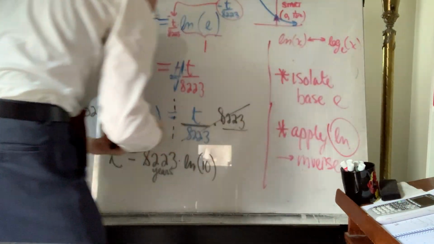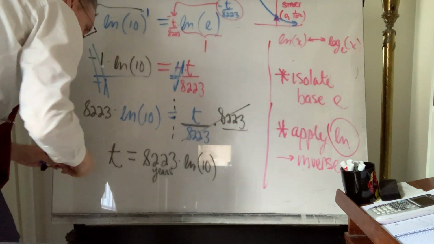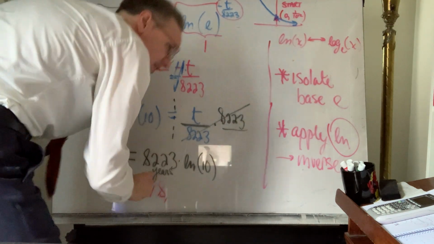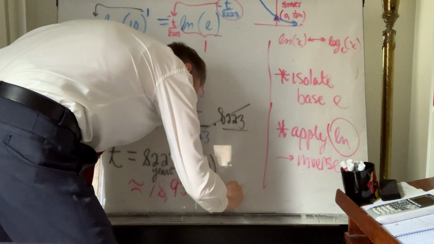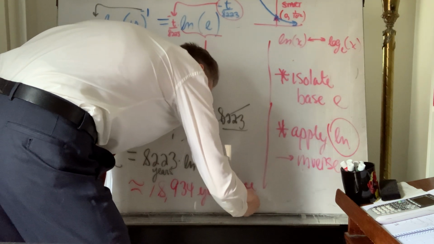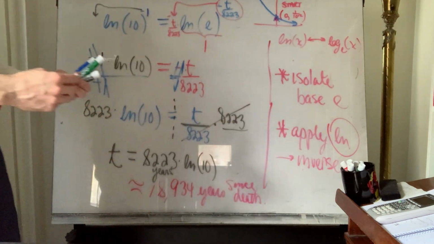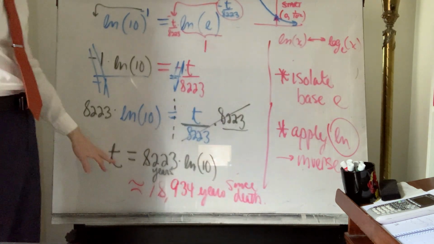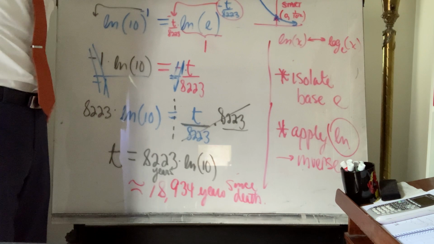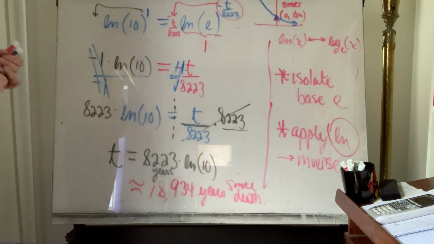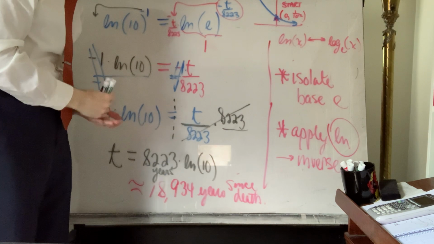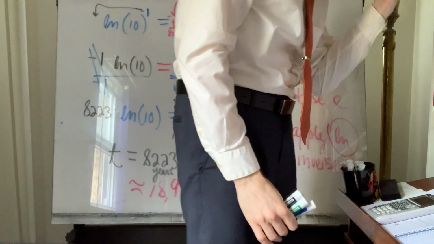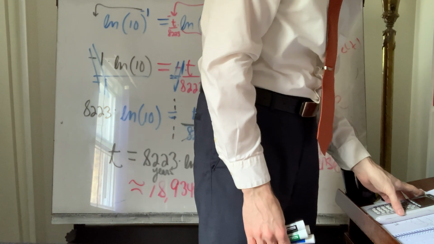Save that number. This is about 18,934 years since death. When the organism died, it was no longer replenishing its radioactive carbon-14. So that's neat. There's some limitations, I believe, on this. Like, I think they can only go back about 60,000 years or something like that, with carbon at least. Might use some other substance.